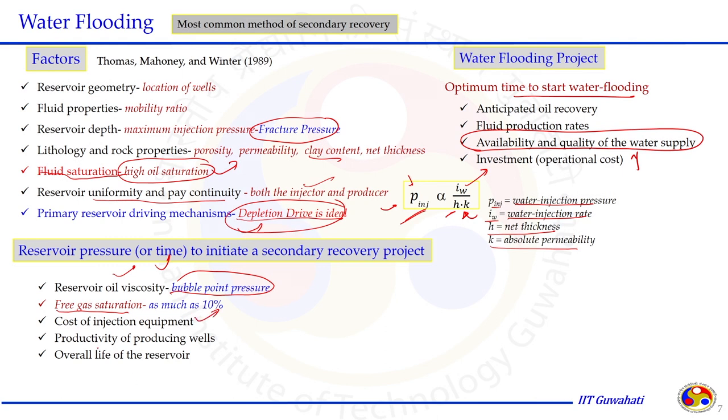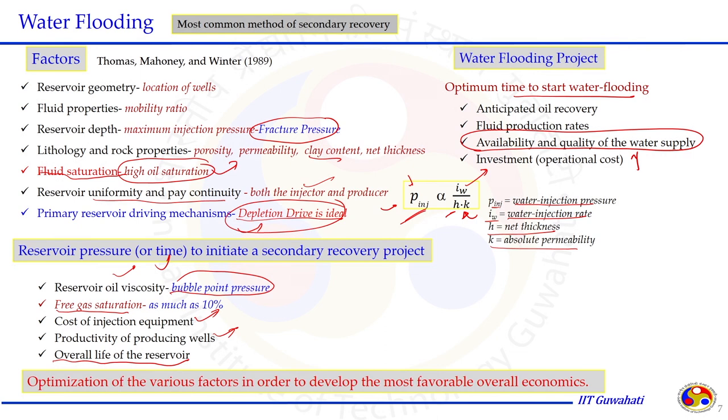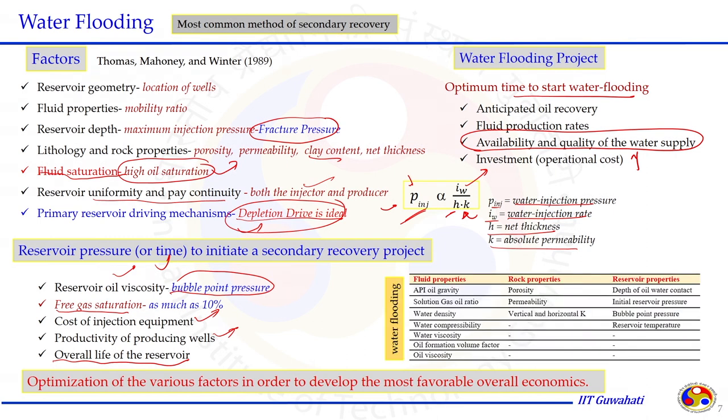Cost of the injection equipment, productivity of the producing well and at what rate those can produce, and of course the overall life of the reservoir, how long that reservoir is going to perform under the secondary recovery process, and how much quantity of the oil can ultimately be produced from that particular reservoir. So some parameters are contradictory, as I said. Hence, optimization of the various factors is required in order to develop the most favorable conditions for the overall economy of the water flooding scheme. If we list out the properties of the fluid, rock, and reservoir that are required to implement the water flooding, understanding all these properties is required to optimize the process. So let us discuss in detail the location of wells in the next slide.